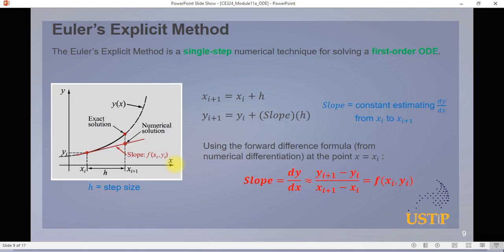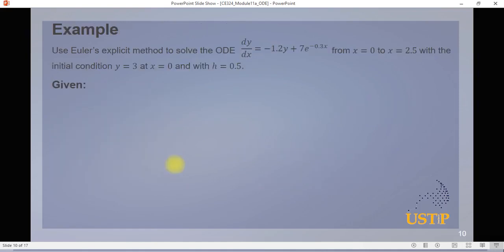So in the forward difference formula, slope is equal to dy over dx, or approximately equal to yi plus 1 minus yi over xi plus 1 minus xi, or simply equal to the function of xi and yi.